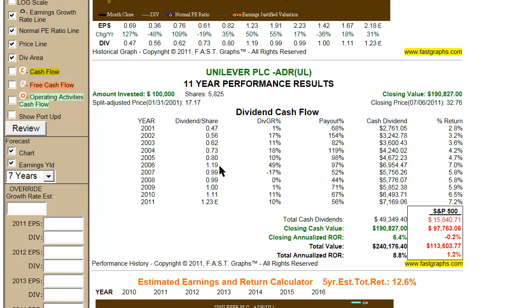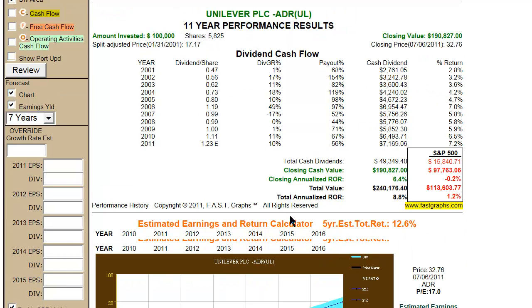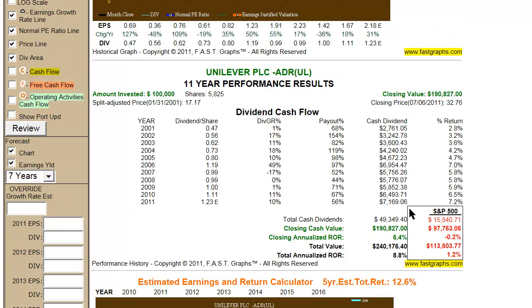One point I want to make is it looks like there's a cut in dividend from 06 to 07, but that's because they paid a special 33% dividend in 2006. Otherwise, their normal dividend payment actually grew each year. $100,000 would have thrown off $49,000 in dividends over the last decade. That's in contrast to only $15,000 for the S&P 500.